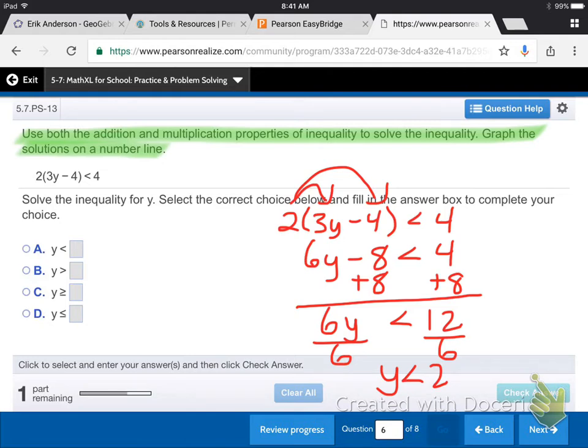Then we started using inverse operations. First inequality, subtraction. The inverse is addition. See that? And we have to do it on both sides. Then we divided by 6. That's the inverse of multiplication. Okay, hopefully this is sinking in.